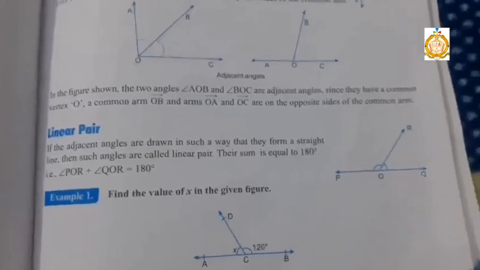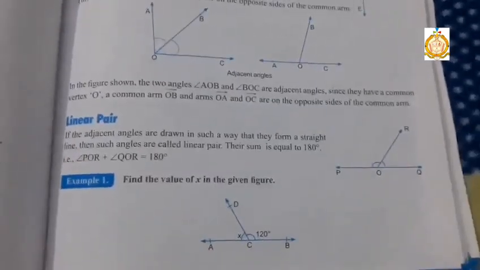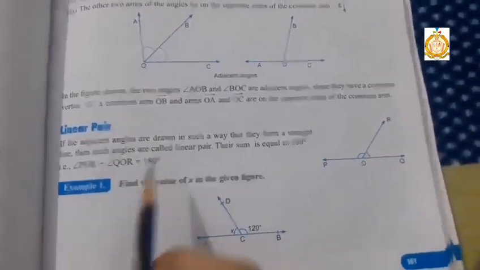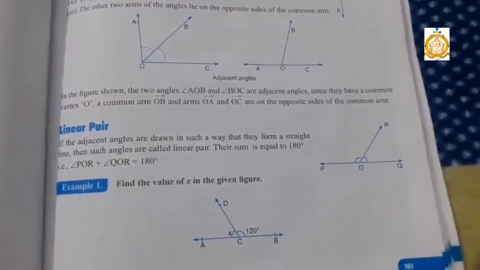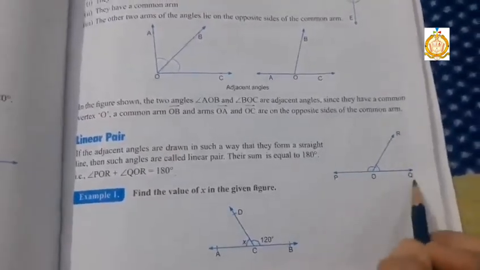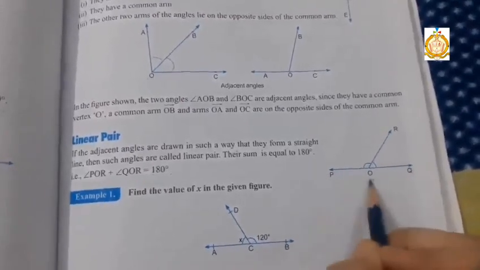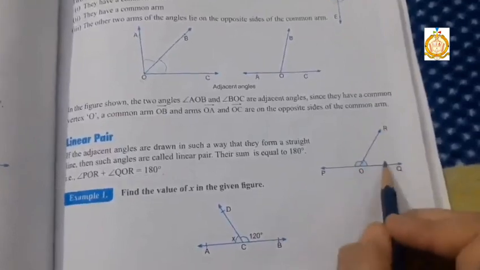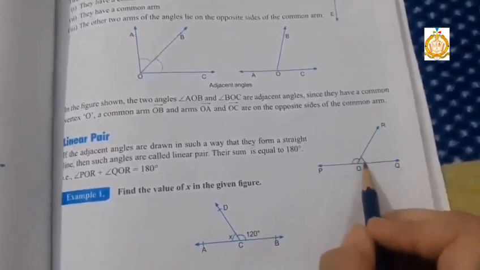Next one is linear pair. If two adjacent angles have the sum of 180 degree, then these angles are called linear pair. Here in this figure, PQ is a straight line and angle POR and QOR both are linear pair because their sum is 180 degree.